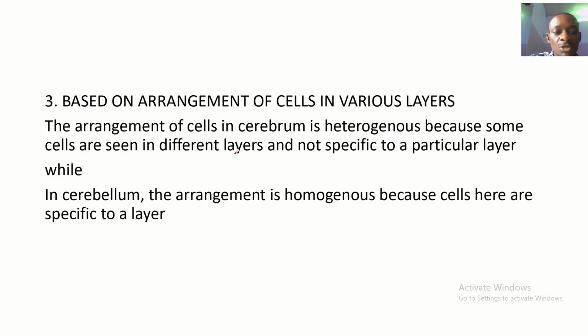So based on arrangement of cells in the various layers, the arrangement of cells in the cerebrum is heterogeneous because some of the cells are seen in different layers and not specific to a particular layer. While in the cerebellum the arrangement is homogeneous because cells here are specific to a layer.